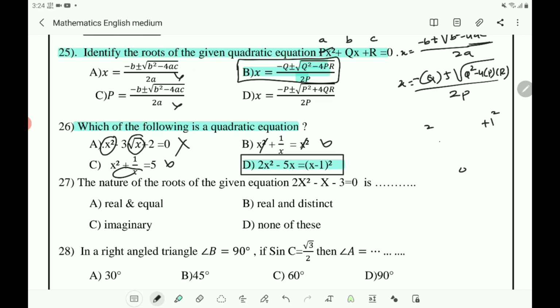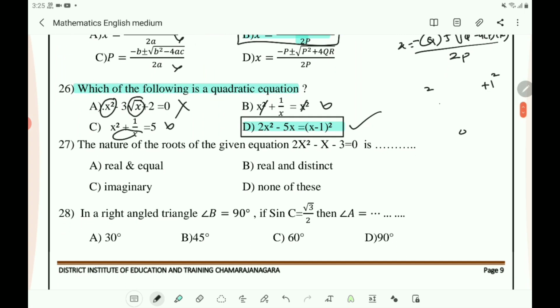You know the quadratic equation means it must have the second degree variable. The power of the variable must be 2. The power of the variable must be positive integer. Therefore, option D is the answer.